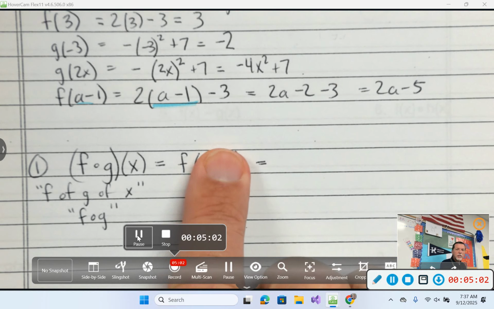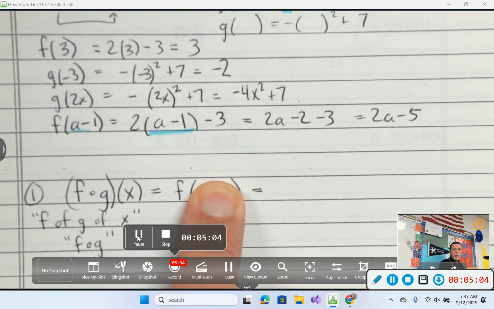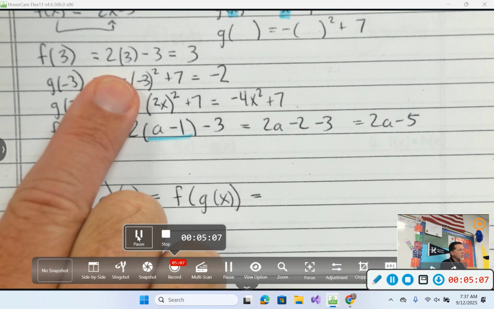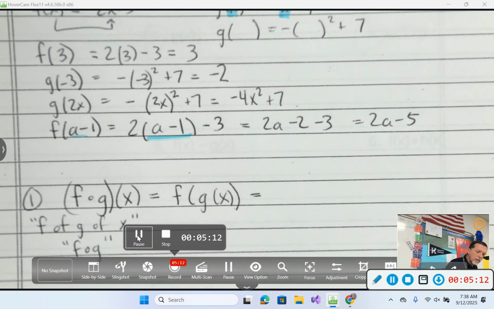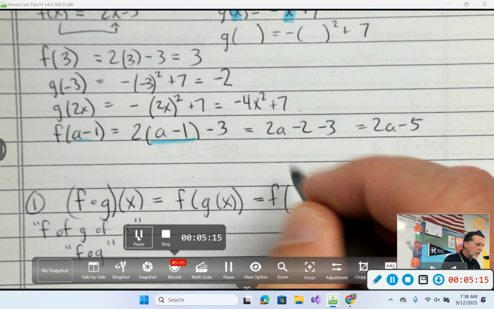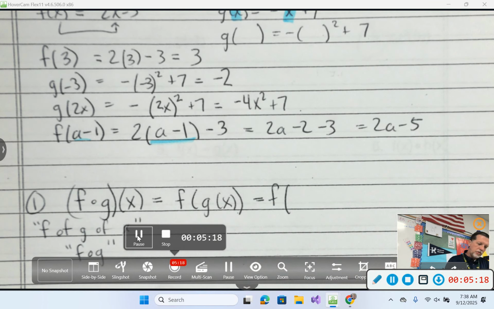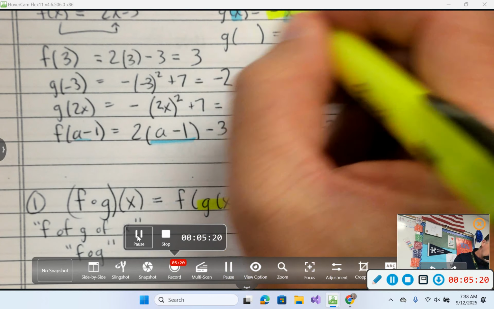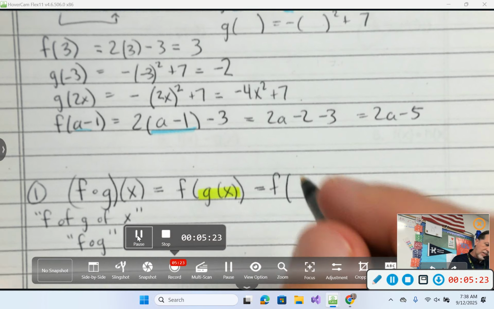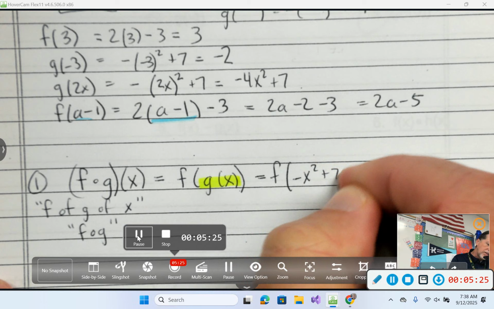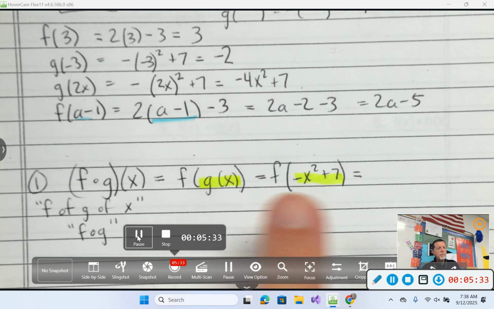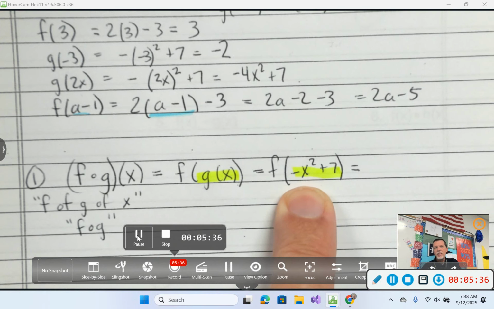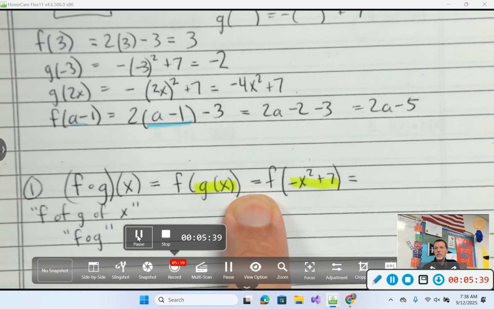Okay, well, remember, whatever's in parentheses for f, we plug in on the other side, right? f of 3 meant plug in 3. f of a minus 1 means plug in a minus 1. f of g of x means we'll plug in g of x. So g of x is negative x squared plus 7. Right, that's what g of x is. And now that whole statement, that whole piece of stuff, becomes the input to the f function.